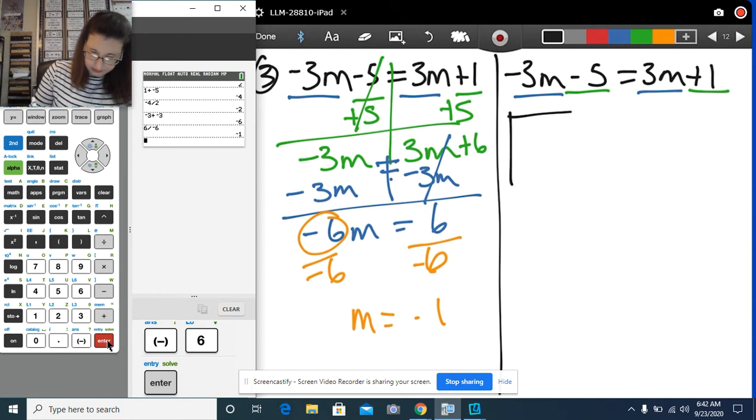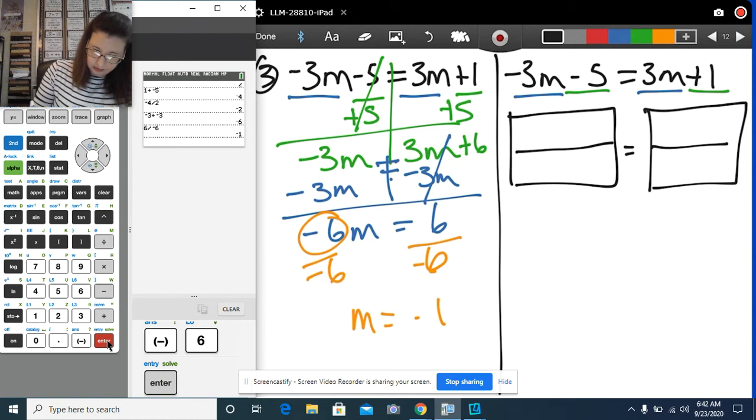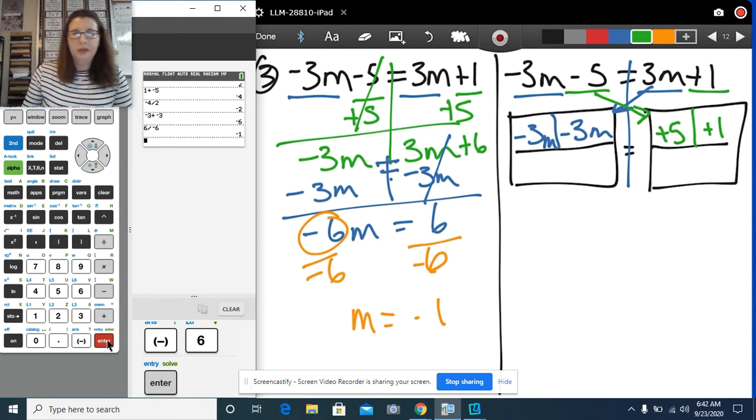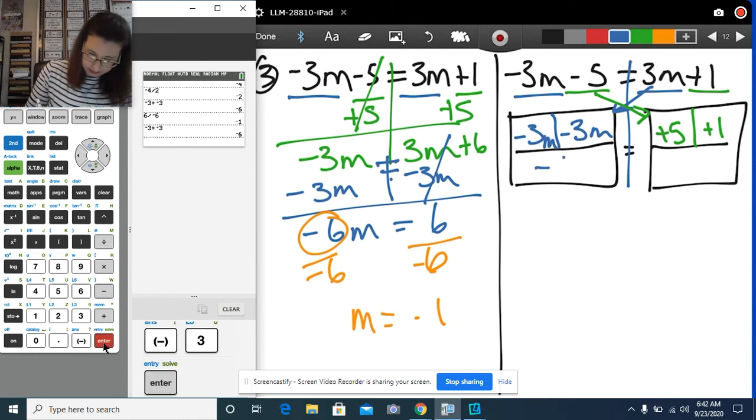Let's look at the box method. I'm going to sort out my variables and my constants. Move all my blue variables on this side. Now this crossed my equal sign, so it becomes a negative 3m. Move all my constants. I have a positive 1 and a negative 5. Cross that line, so I change the sign. Now I have a negative 3 plus a negative 3, and that gives me negative 6. Negative 6m on that side.